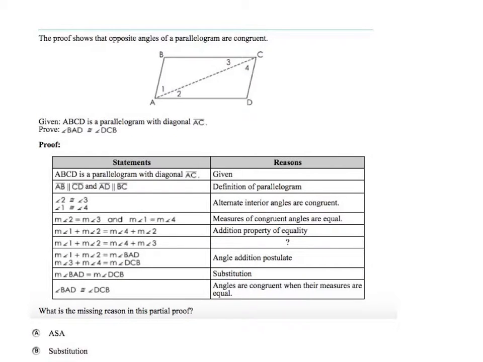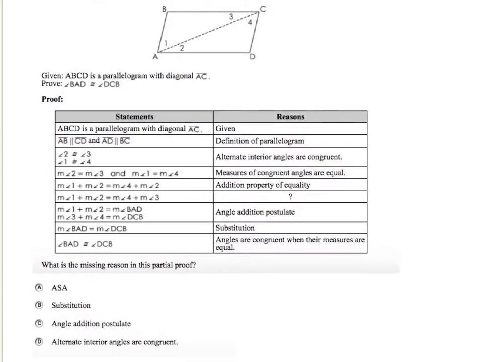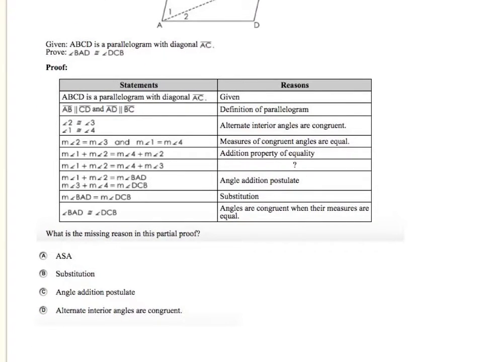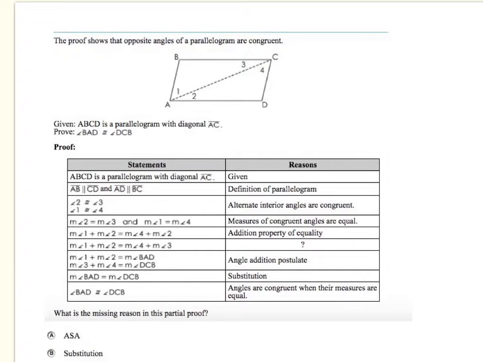Okay, so let's look at this next one. This is a nicer one because you only have to find one reason. It says, what's the missing reason in this partial proof? This proof shows that opposite angles of parallelograms are congruent. We're given that ABCD is a parallelogram with diagonal AC. I'm just going to start working through the proof and see why these are true. That was given. AB is parallel to CD, and BC is parallel to AD because these are the sides, so we can use our little arrow notation to say these are parallel if we'd like.